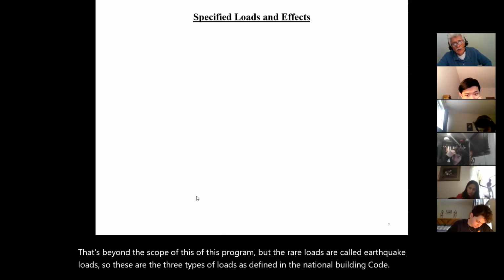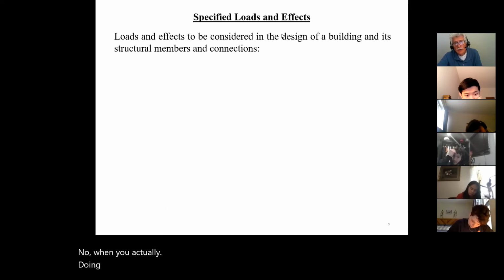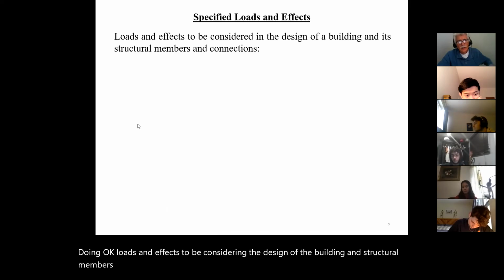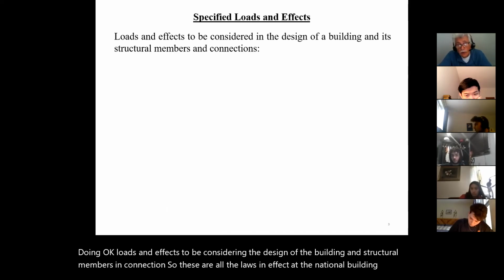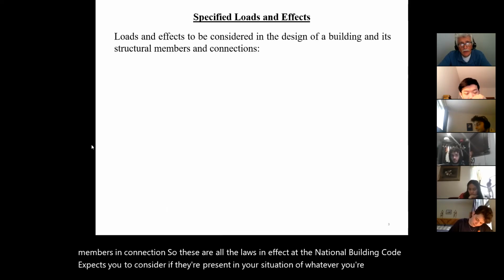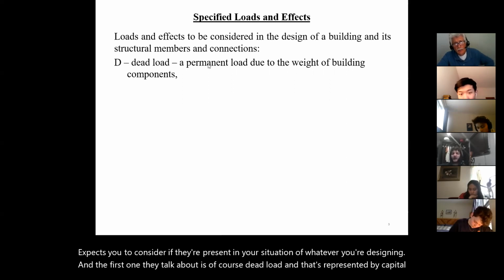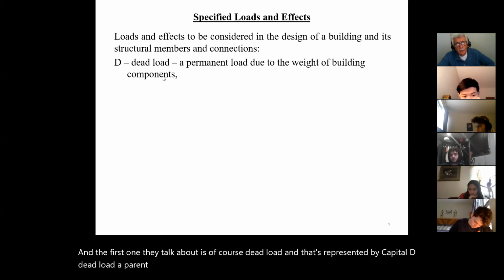Now, when you're doing the design, here are the loads and effects to be considered in a building and its structural members and connections. These are all the loads and effects that the National Building Code expects you to consider if they're present in whatever you're designing. The first one they talk about is, of course, dead load, represented by a capital D: a permanent load due to the weight of the building components.